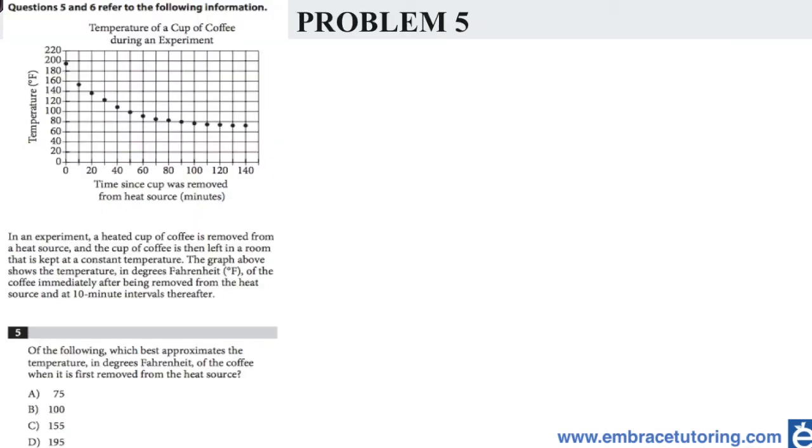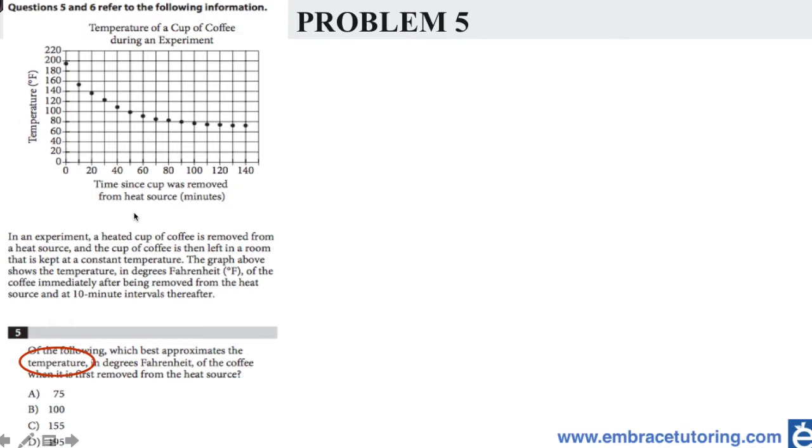Now, question number 5 and 6 both refer to the following information, and you see a large table and graph here. I'm actually going to skip this because I want to focus on what the question is asking me first. It says, of the following, which best approximates the temperature in degrees Fahrenheit of the coffee when it is first removed from the heat source? Now, I want to quickly scan up, and I want to notice that they're giving me a unit here for temperature. So I scan up, and I notice that's on my y-axis, and my time since the cup was removed from the heat source in minutes is on my x-axis.